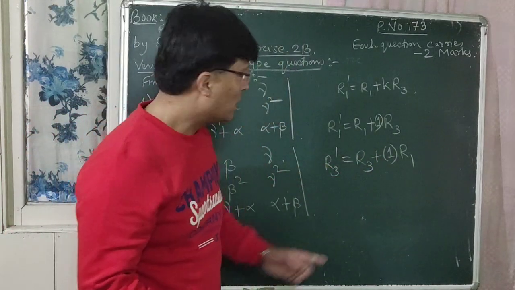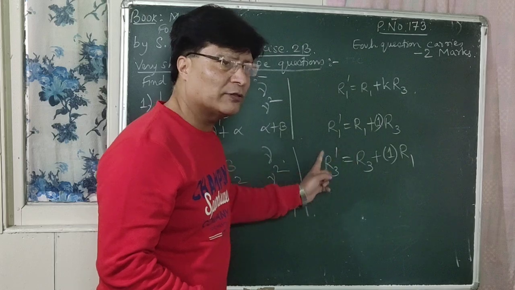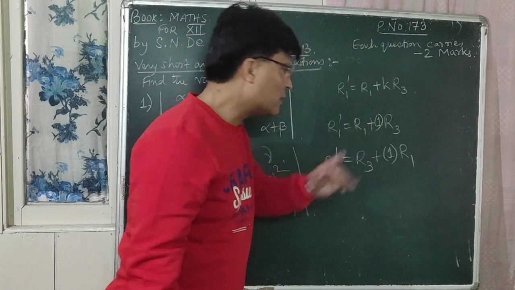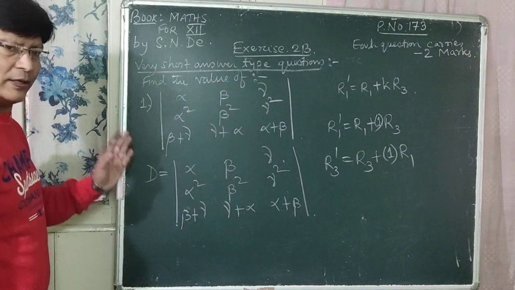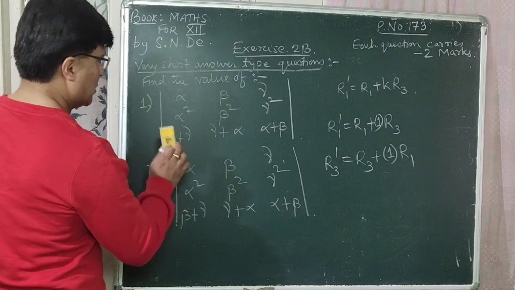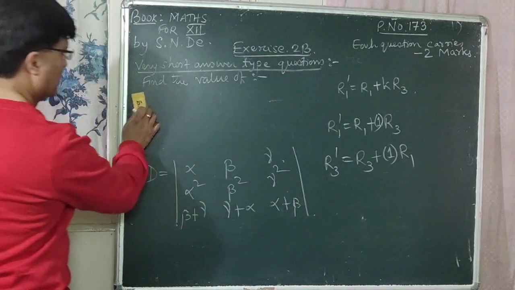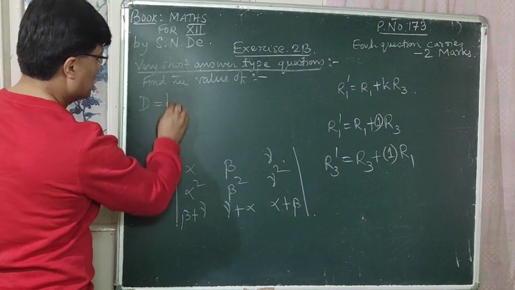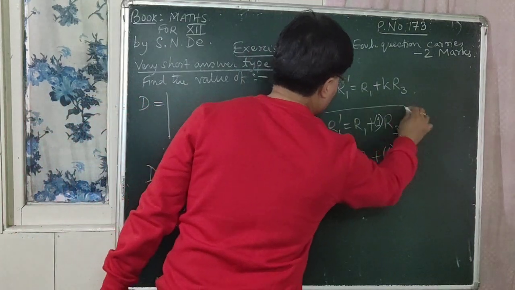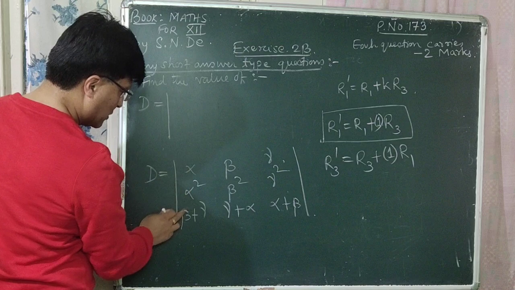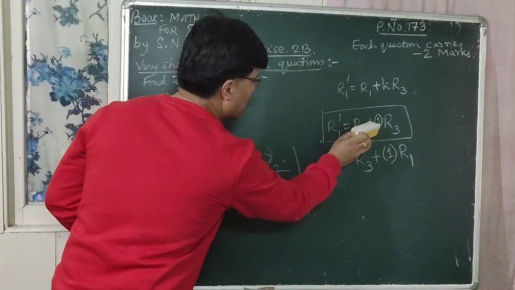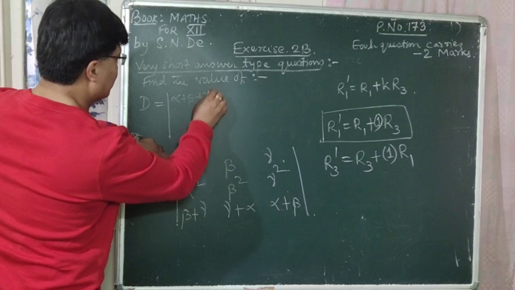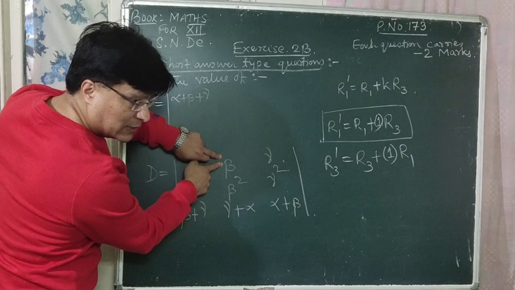If R1 dash is there, you should write R1 first. We can also change the third row, but then you have to write the property as R3 dash is equal to R3 plus 1 into R1. Actually, we are adding R3 and R1, so what is the value of K? This is 1, the constant multiple. All of R1 is multiplied by 1 and added to the third row, and the third row is changed. Or you may write R1 dash is equal to R1 plus 1 into R3, or R3 dash is equal to R3 plus 1 into R1. Which one is easier here? Let us check it. Okay, have you understood up to here? Just checking. Okay.